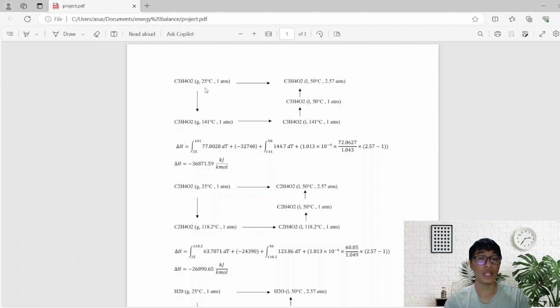For my part, I'll be explaining the calculations for the enthalpy at the outlet of the condenser. The first substance that I'm going to calculate is acrylic acid at its reference state, which is gas form, 25 degrees Celsius and 1 atmosphere.